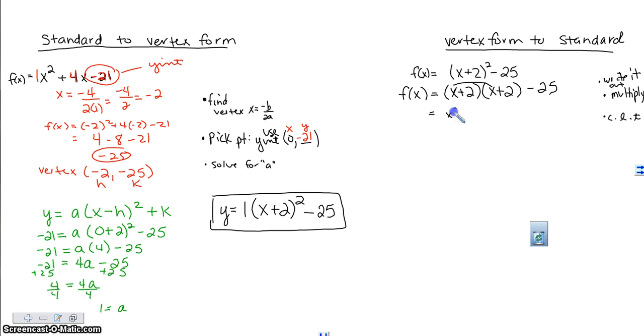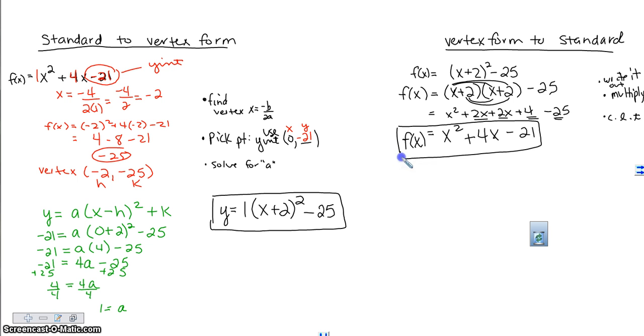So x times x, x times 2, 2x, and then 2 times 2. Make sure you FOIL before you do any adding or subtracting. Combine like terms. So that gives me 4x here in the middle, and then 4 minus 25, and there's our equation back. There it is in standard form.